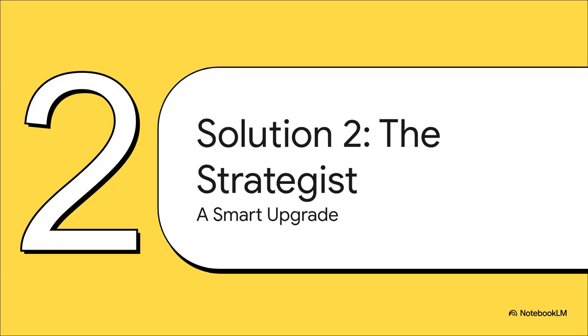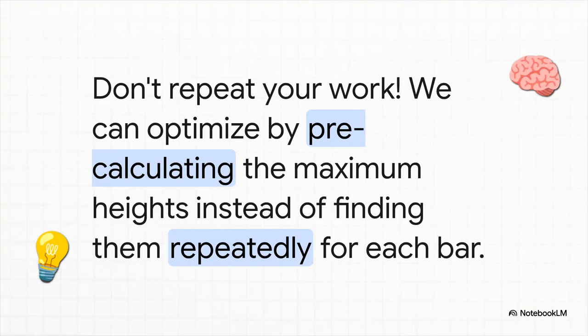So let's bring in our next solution, which we'll call the strategist. This one's a lot cleverer. It uses a key idea from dynamic programming, which basically says, if you find yourself doing the same calculation over and over, why not just do it once and write down the answer for later? And that's the whole key right there. Don't repeat your work. Instead of running around looking for the tallest bar to the left and the tallest bar to the right for every single position, what if we just figured all that out one time, up front? We can pre-calculate all this info and just store it.